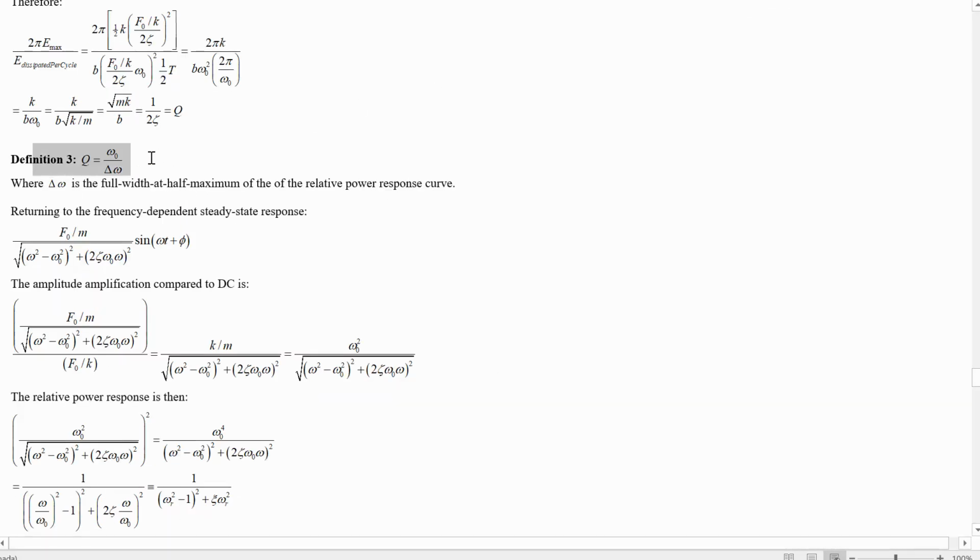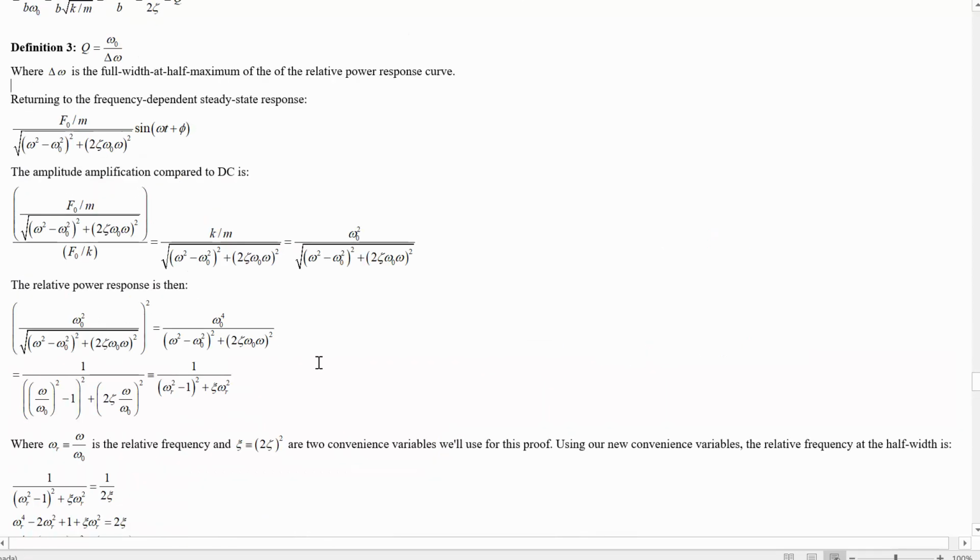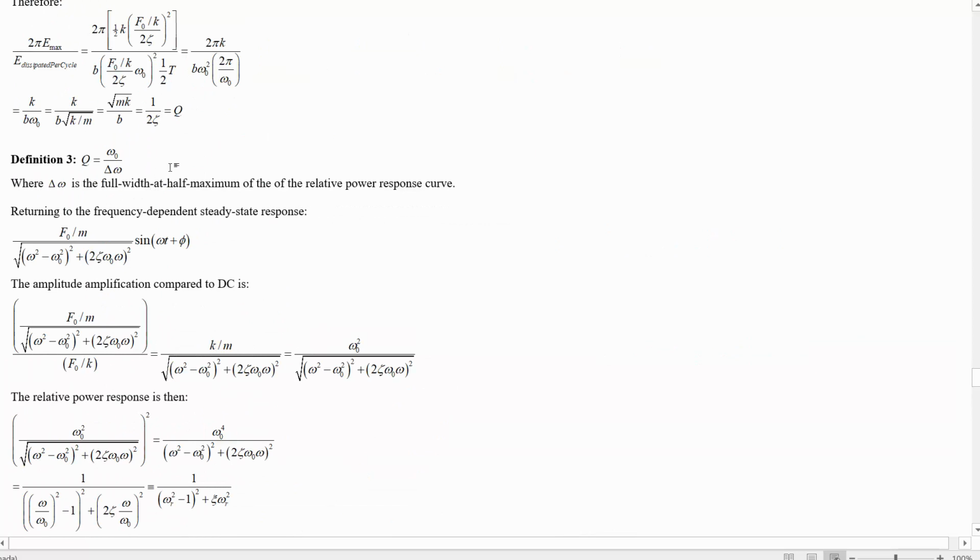Okay, so there's one more definition of quality factor, and this one is going to require quite a complicated proof. But prior to diving into that, what I'd like to do is just kind of see what it means. Like, let's use it and just get kind of a feel for why this might be true or what it's even saying. So this says that the quality factor is the resonant frequency, the natural resonant frequency, divided by the full width at half maximum of the power response curve, relative power response curve. So what is the relative power response curve?